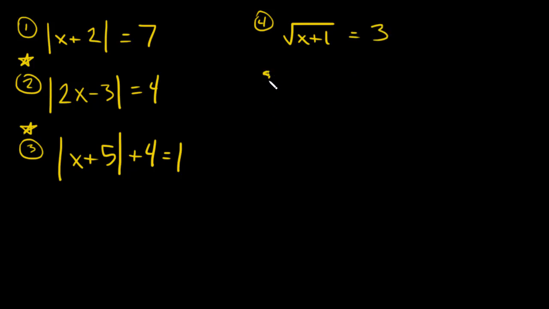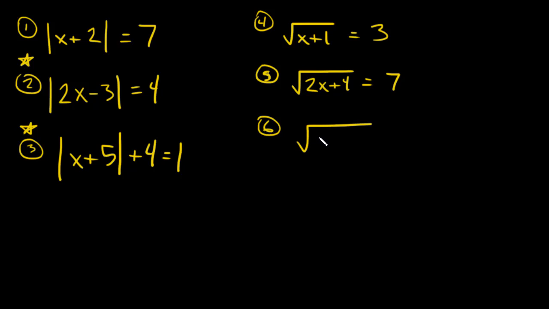Number 5, let's go with root 2x plus 4 equals 7. And finally, for the 6th one, root x plus 5, minus 3 equals x. Star this one. So this one, and this one.